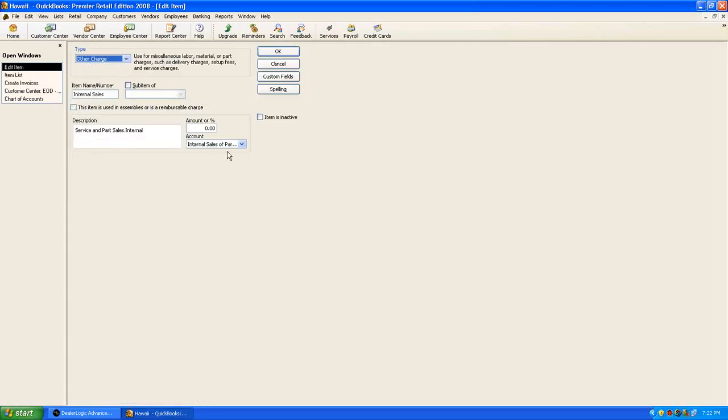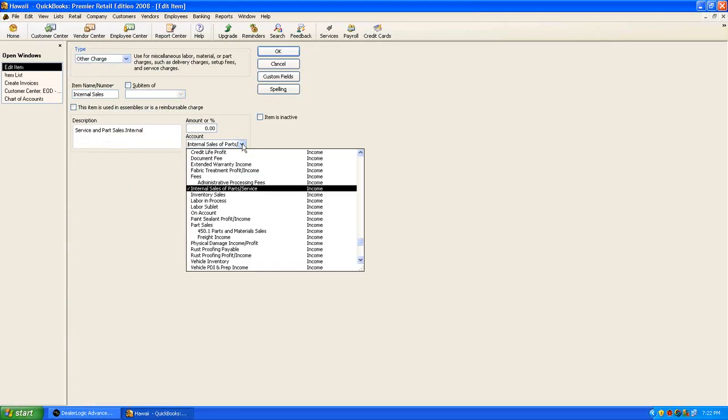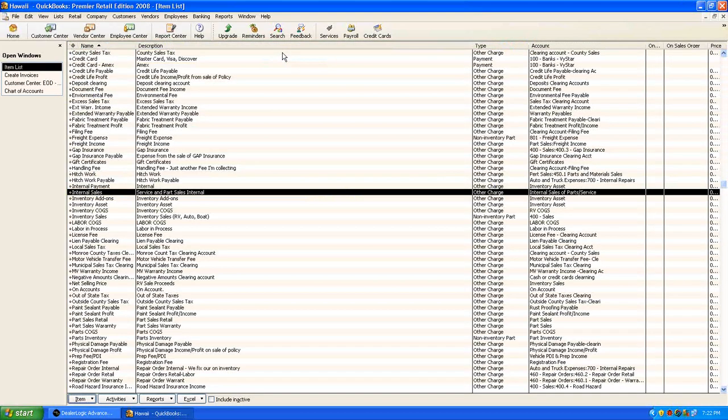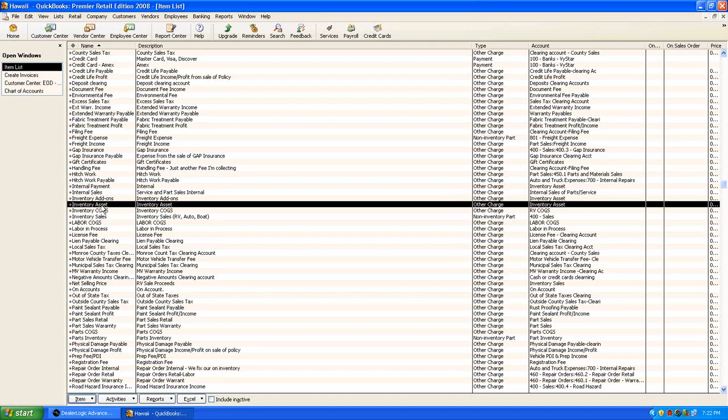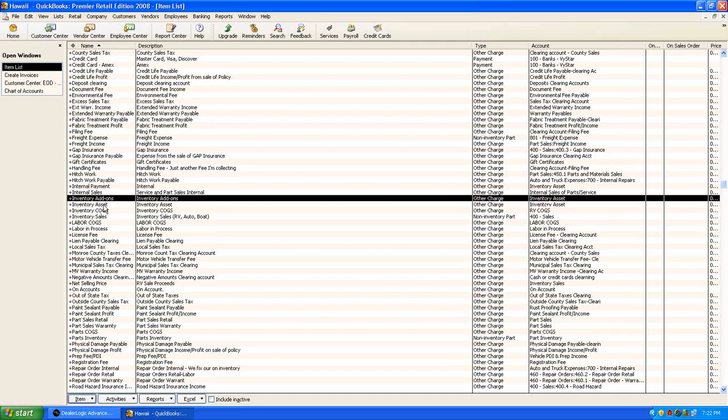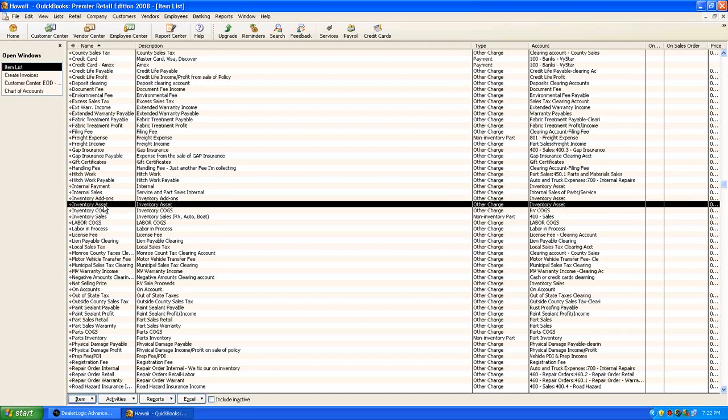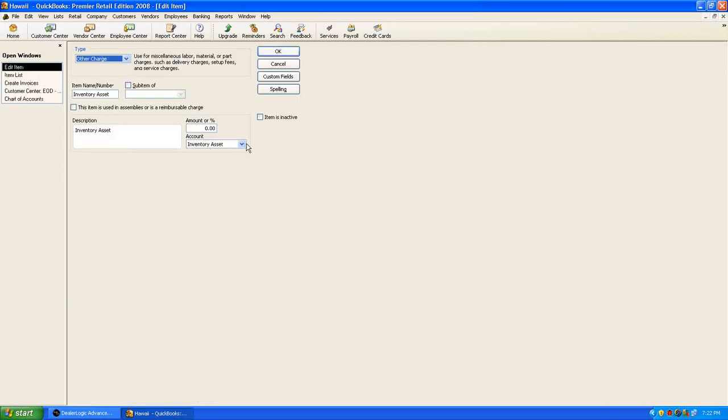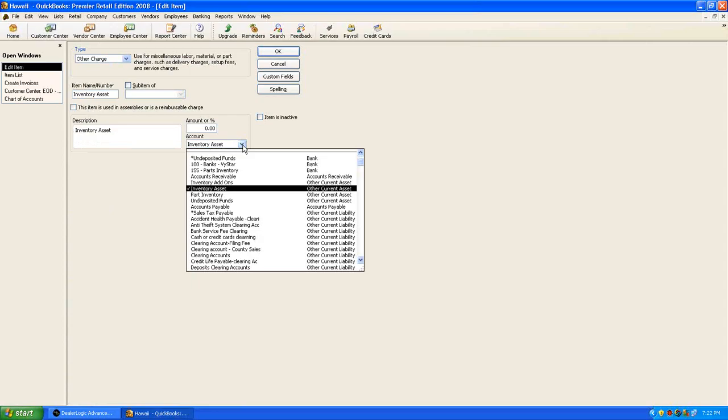Let's see a little bit more about that particular one. That is our income account. Okay. And the next was our inventory asset account. And again, you can have that broken down in between your inventory asset, which would be your invoice amount, and the add-ons. And again, if you'd like to look at this, that's mapped to our other current assets.